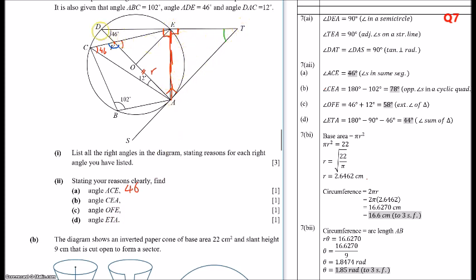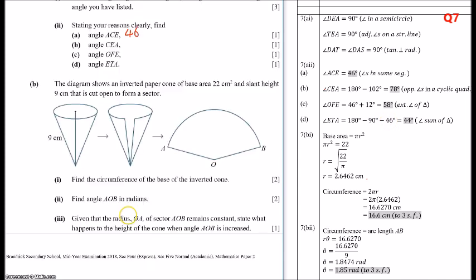Okay, so I'm going to use the big triangle. This big triangle, because this is 46, this is 90, and hence the last one will be 180 minus everything. So see, 180 minus 90 minus 46. Okay, so the next part of the question is B, which is like totally no link, I think.